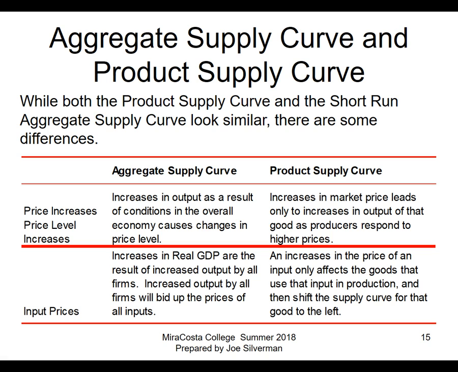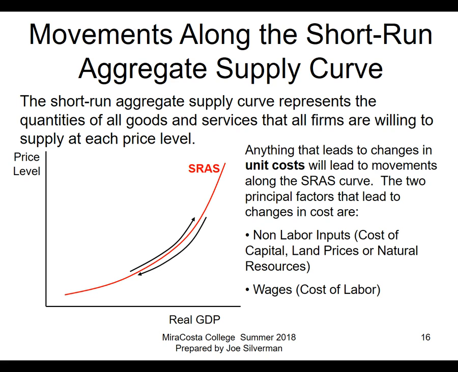Hops is an input towards beer. If all of a sudden it costs us more money to buy hops, we're not going to be able to produce as much beer, and that'll actually lead to a leftward shift of the supply curve for our product. It might lead to a rightward shift in the supply of something else, but for our product, it'll lead to a leftward shift. It's not necessarily a movement.